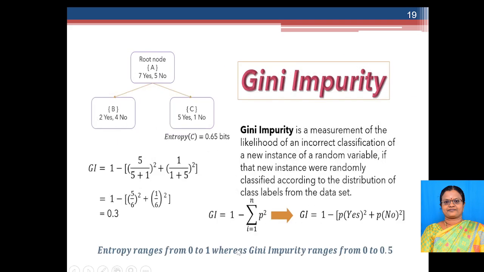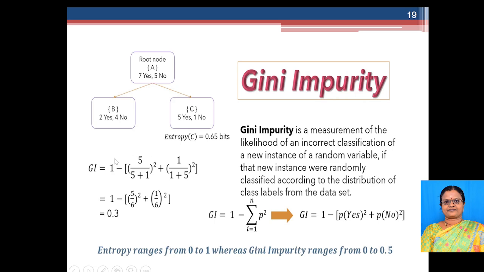So the next one is Gini impurity. Gini impurity is a measurement of the likelihood of an incorrect classification of a new instance of a random variable, if the new instance was randomly classified according to the distribution of the class labels. So now I have to check the likelihood of that incorrect classification. The formula for Gini index is 1 minus the summation of i equal to 1 to n of p squared, where we again talk about the probability of yes and the probability of no, and squares also there.